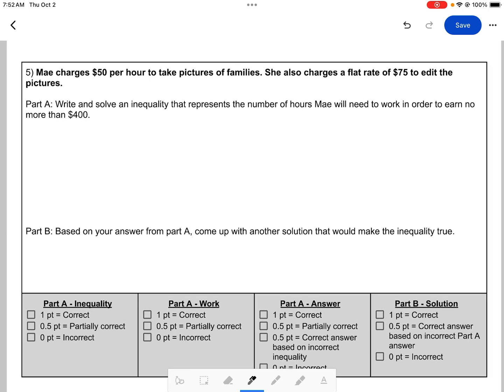All right, May charges $50 per hour to take pictures of families. She also charges a flat rate of $75 to edit pictures. Write and solve an inequality that represents the number of hours May needs to work in order to earn no more than $400. Okay, so to start, $50 per hour. Remember those key words like per or each? We're going to use a variable to represent that. So X is going to represent our number of hours. You can use any letter or variable you want.